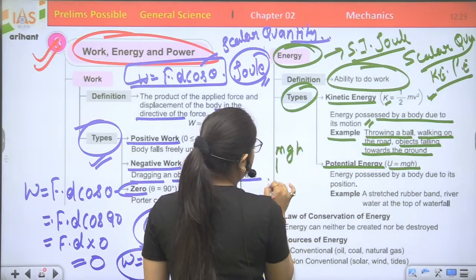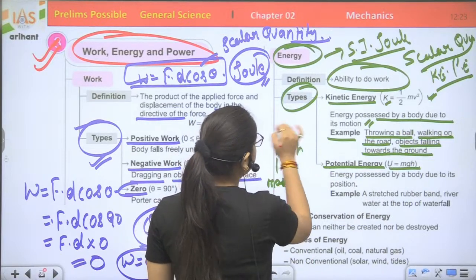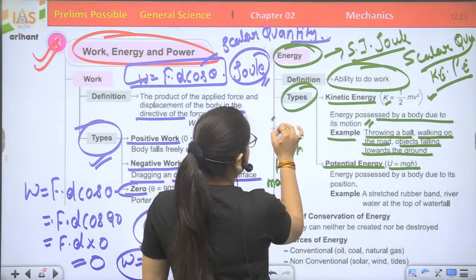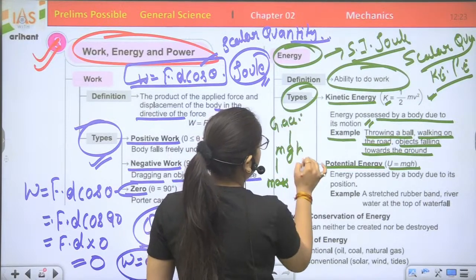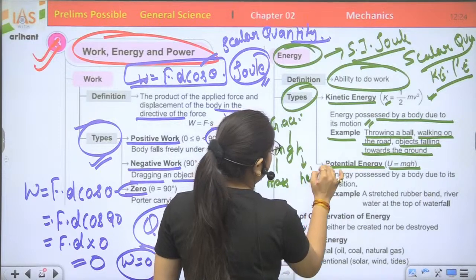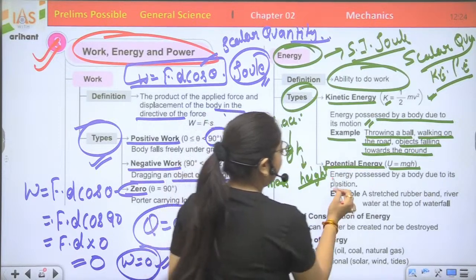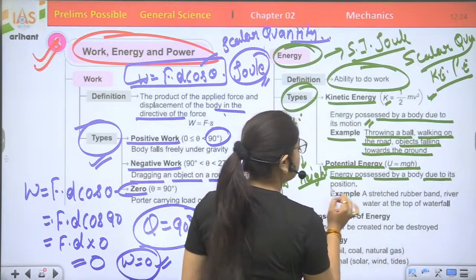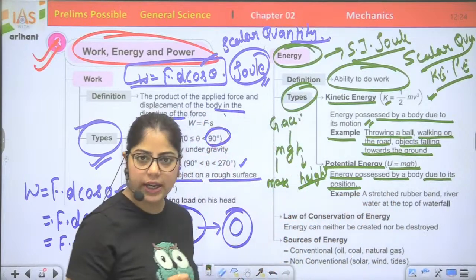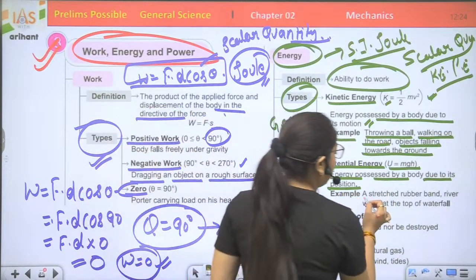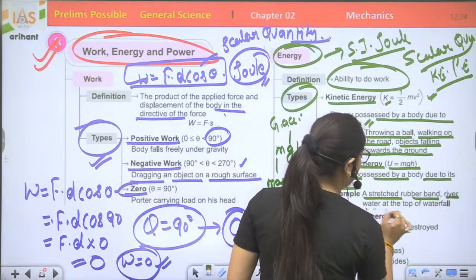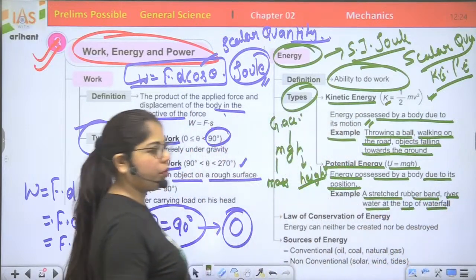Potential energy, U, is equal to mgh, where m is mass, g is gravitational acceleration, and h is height. Clear? Energy possessed by a body due to its position is called potential energy. Clear? Examples: a stretched rubber band, river water at the top of a waterfall.